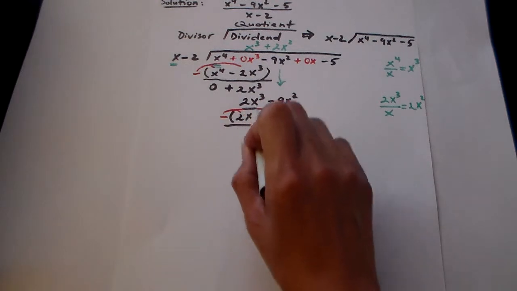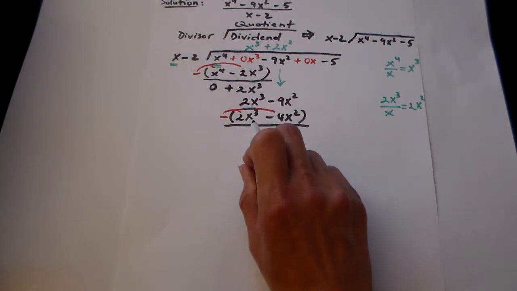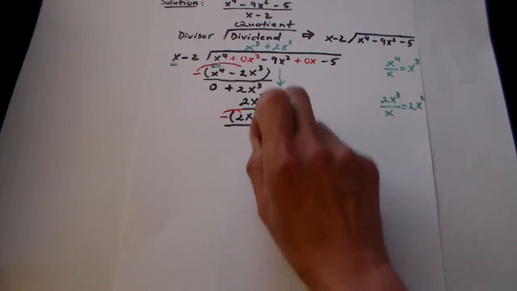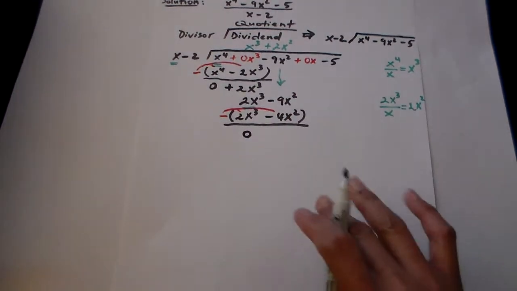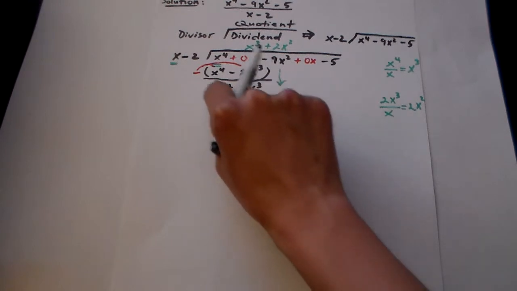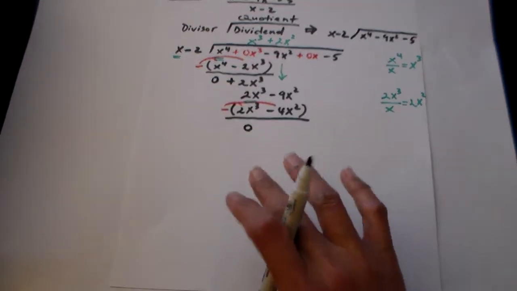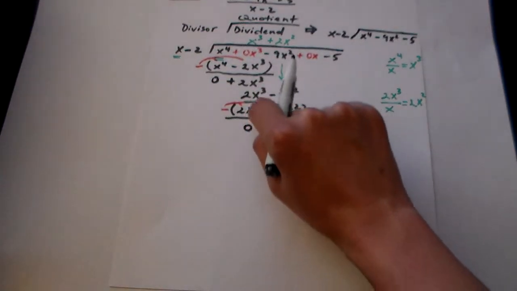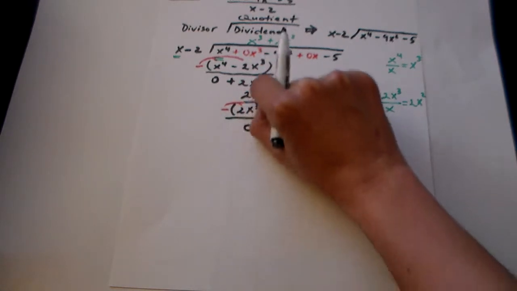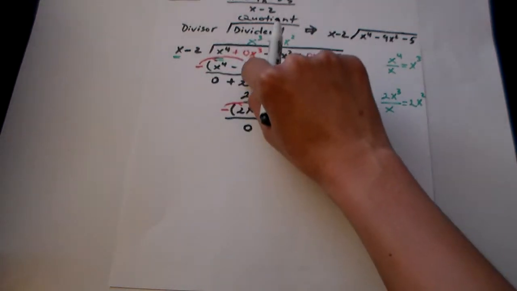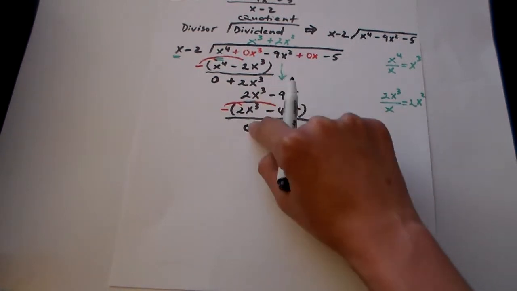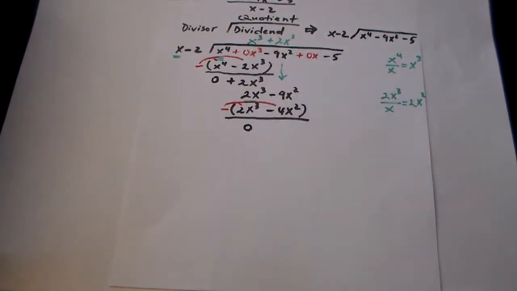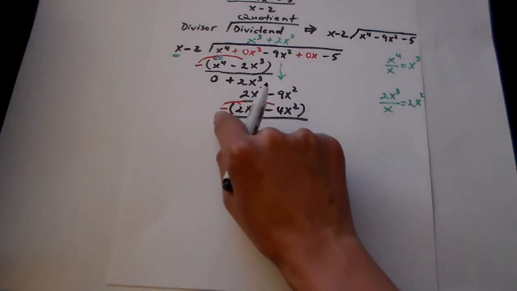So negative times positive 2x to the third is negative 2x to the third plus 2x to the third is 0. And you should not be surprised. You should get 0 every time because you want to eliminate the term with the highest power. First step we did, we eliminate x to the fourth. Next step we just did is eliminate the term with x to the third. That's the plan. Now continue.